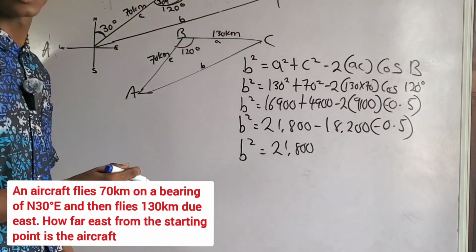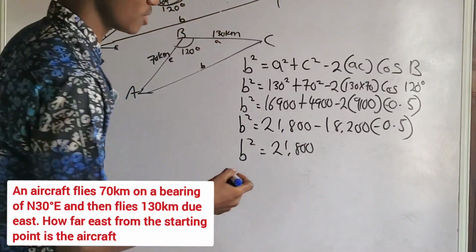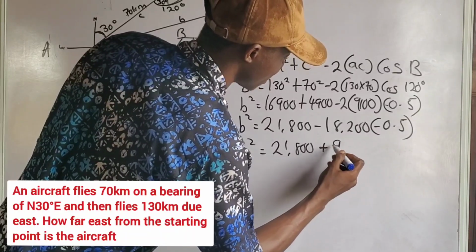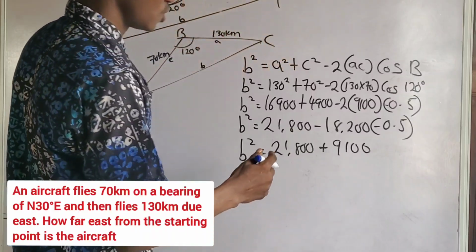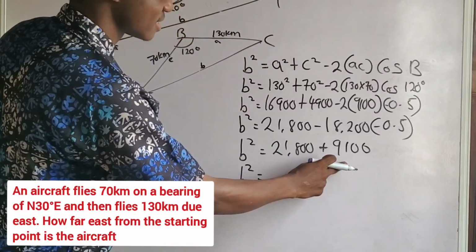Now 18,200 multiplied by negative 0.5, that is what? Negative 9,100. Okay, so minus negative 9,100 is positive 9,100. Okay, b squared is equal to 21,800 plus 9,100, that is what? 30,900.